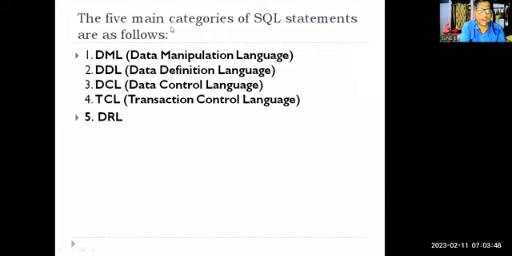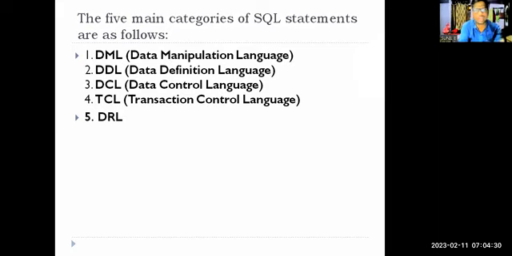So here are the five main categories of SQL statements on your database. Mainly we use four only, but in your syllabus we have to follow five. The categories are DML, DDL, DCL, TCL, and DQL. DML means data manipulation language. DDL means data definition language. DCL is the data control language. TCL is the transaction control language. This is the brief description of the languages.